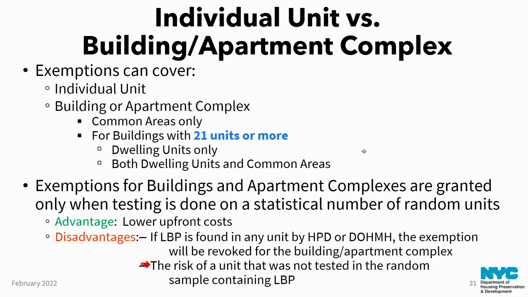So there's always a risk that through random sampling, you're going to miss whatever lead does exist in the building. That is less safe for your tenants, and it causes a situation where the entire exemption can be thrown out. So it's often advantageous to test and submit your exemption applications on a unit by unit basis to prevent that issue.